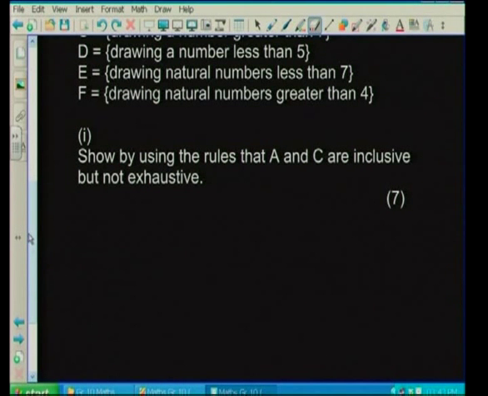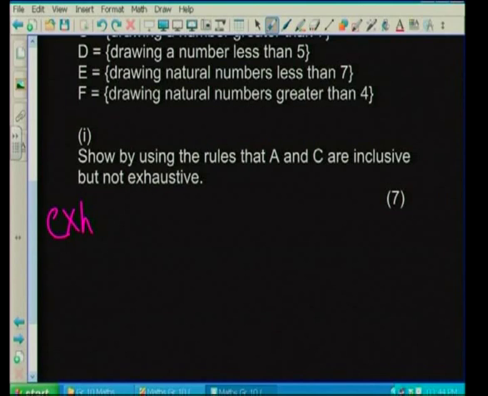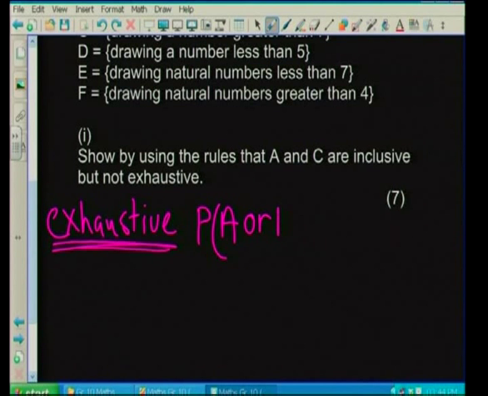Right, guys, let's have a look at question I. The question says, show by using the rules that A and C are inclusive but not exhaustive. Now, guys, let's have a look at the exhaustive part first. If my events are exhaustive, the following must be true. The probability of A or B must be equal to 1. If the probability of A or B is equal to 1, then my events are exhaustive. If the probability of A or B is not equal to 1, then my events are not exhaustive.